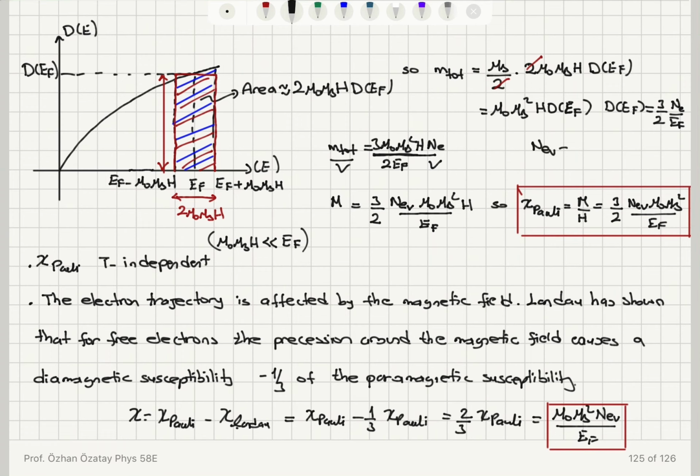Here N over V is the number of electrons divided by the volume V. However, this 3/2 factor disappears when you consider the diamagnetic contribution from the net precession of the electrons around the magnetic field that was suggested by Landau. So we find that instead of having this 3/2, we have mu 0 mu B squared times the number density divided by the Fermi level as the susceptibility, which is temperature independent.